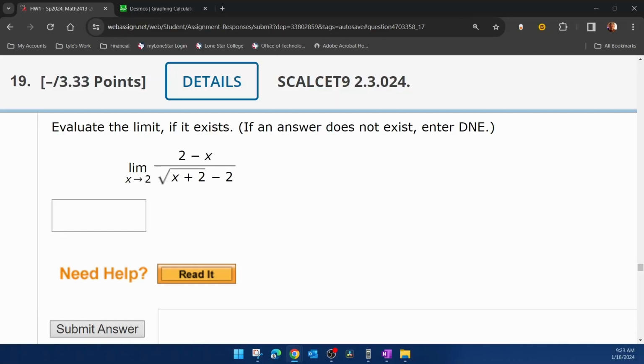Question 19 from our Calculus 1, homework number 1 in WebAssign. We have another limit to evaluate if it exists. Direct substitution is the best way to do this.